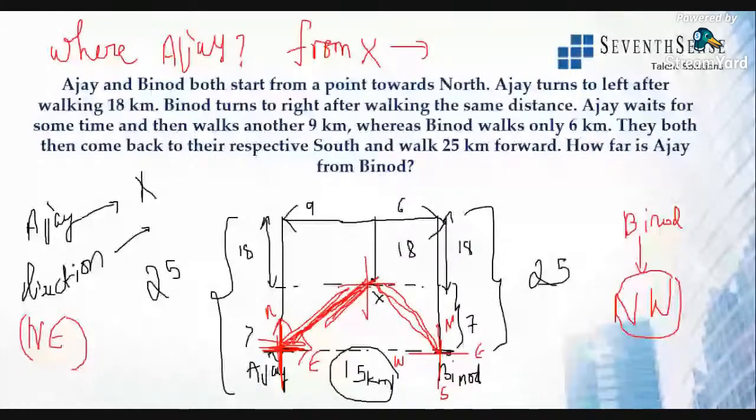So it is nothing but southwest. Clear? It is towards southwest, not northwest, Kavya. That is a different question. I asked where is Ajay from X? From the starting point, if he has to go to the end point, Ajay will go in this direction. So that is nothing but between south and west.